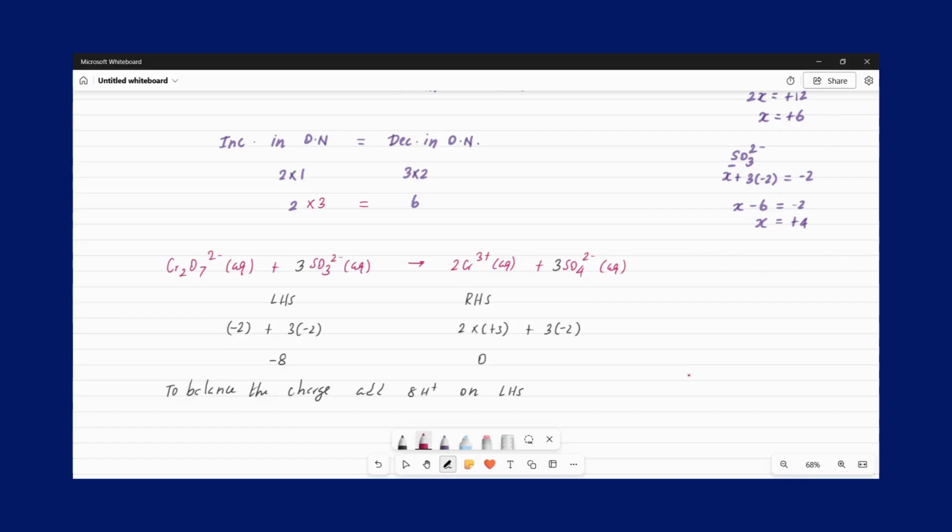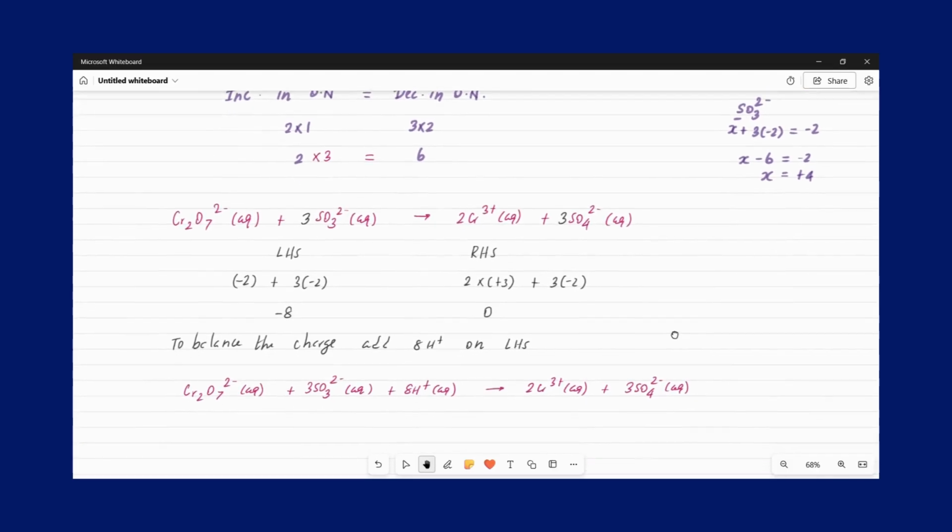So let me write again the equation. Cr2O7 2 minus aqueous plus 3SO3 2 minus aqueous plus 8H plus aqueous gives 2Cr3 plus aqueous plus 3SO4 2 minus aqueous.